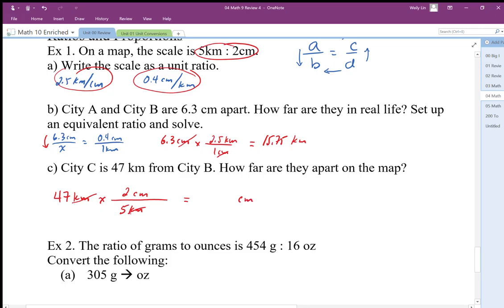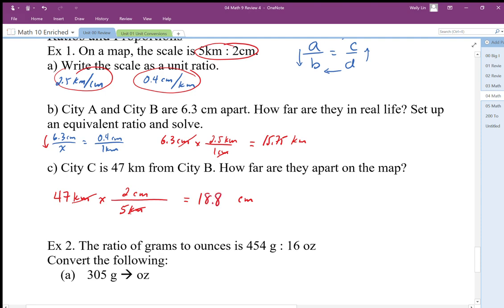So here, times on top, divide on bottom, I do 47 times 2, divided by 5. Remember that this 47 doesn't go on the bottom. This is a times, so it just stays on the top. Okay, so 47 times 2 divided by 5. We end up with 18.8 centimeters of map distance.